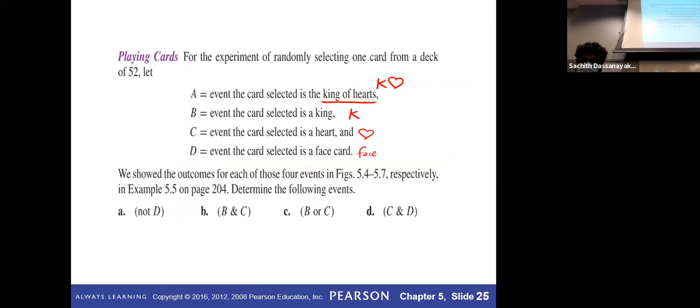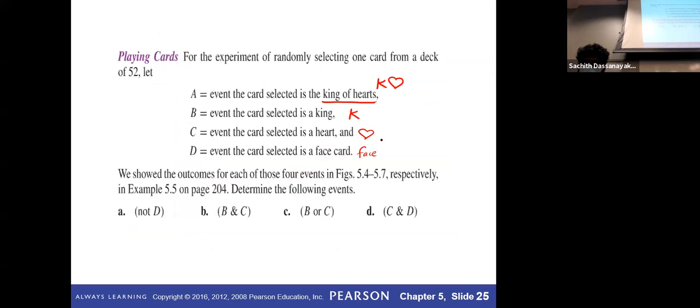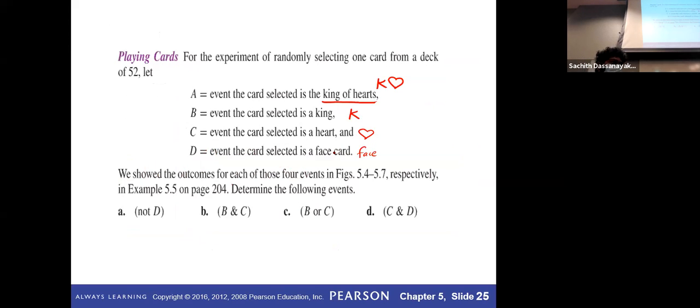I'll do one. Let's say event A, which means K and hearts. K hearts. The event is that the card is selected as the king of hearts, so K hearts. This one, right? So this is my event A. Clear? Likewise, we have to identify what these events are.